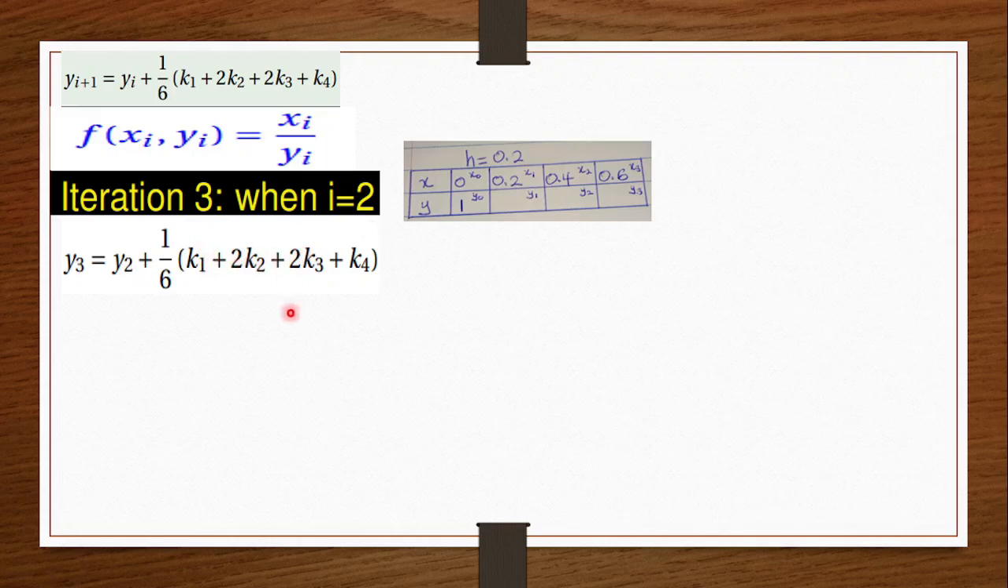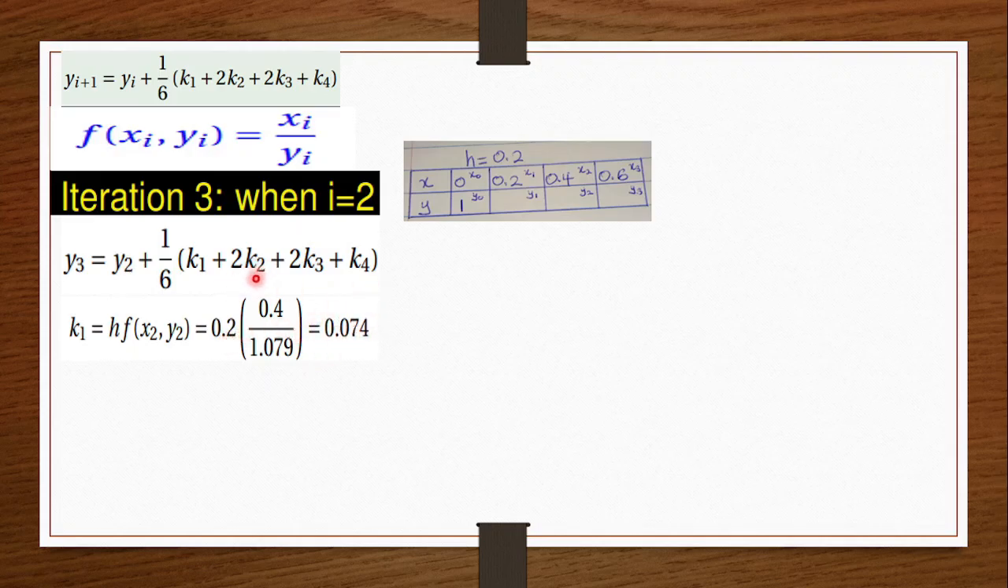So again, we are going to find our k value starting from k1. This is the formula for the k1. Now we are saying that i is equal to 2. So you have to have x2 and then y2, right? x2 from the table here is 0.4, and then y2 is 1.079 from our previous iteration, right? So we divide them and we multiply by the 0.2, and then we have our k1 value here, right?